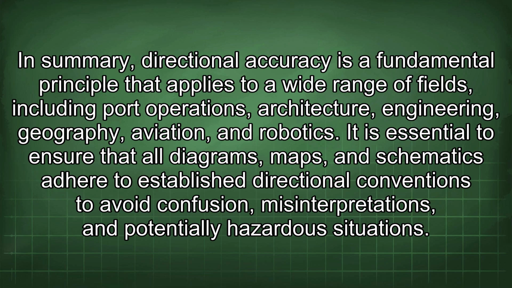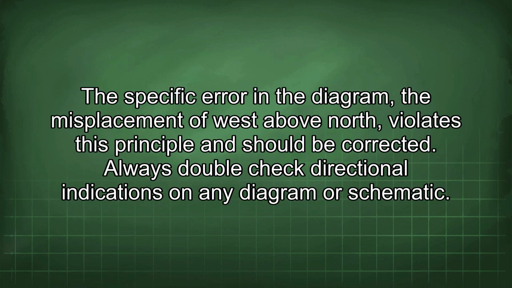In summary, directional accuracy is a fundamental principle that applies to a wide range of fields, including port operations, architecture, engineering, geography, aviation, and robotics. It is essential to ensure that all diagrams, maps, and schematics adhere to established directional conventions to avoid confusion, misinterpretations, and potentially hazardous situations. The specific error in the diagram, the misplacement of west above north, violates this principle and should be corrected. Always double-check directional indications on any diagram or schematic.